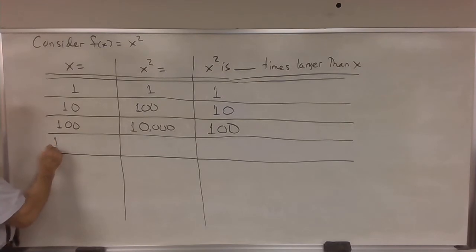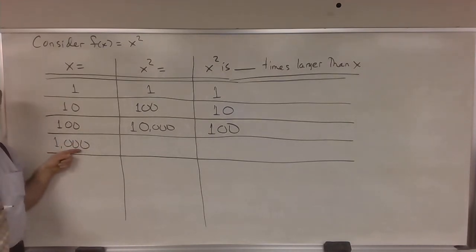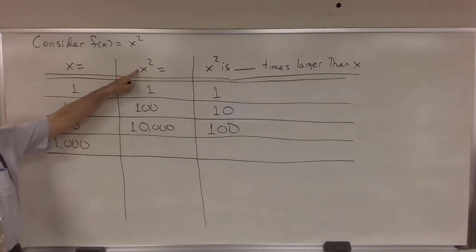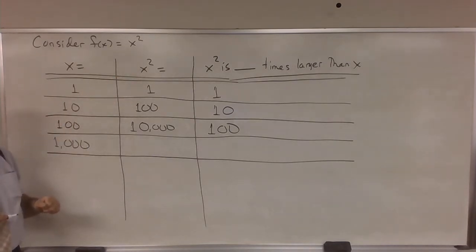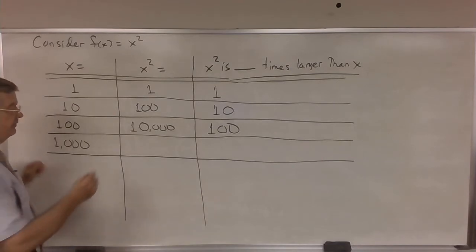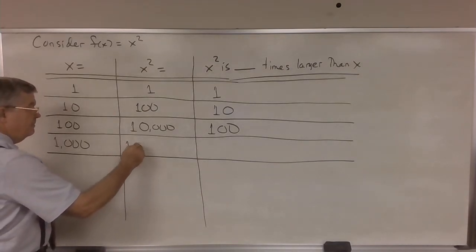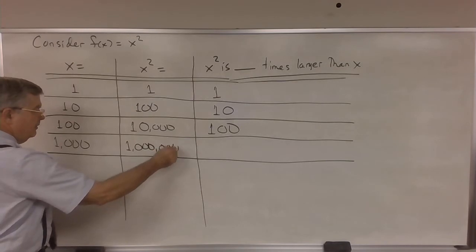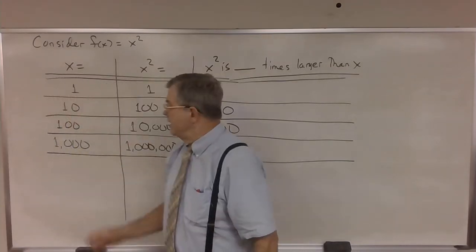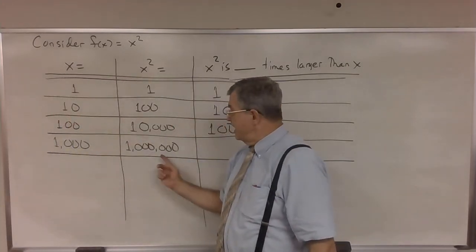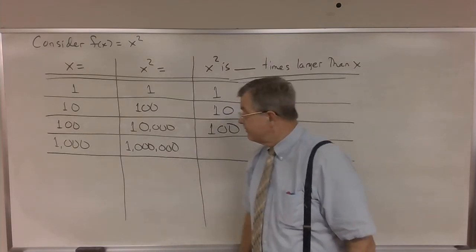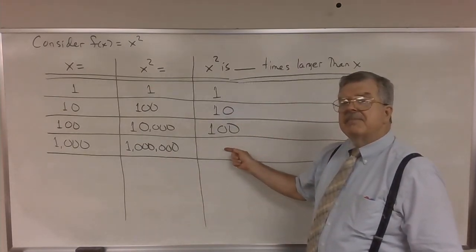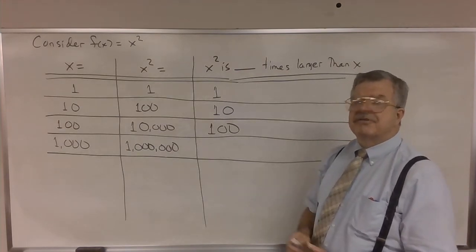Let's make x 1,000. And I guess to do this, we're going to have to use scientific notation. X is 1,000, or 10 cubed. So x squared is going to be 10 cubed squared, or 10 to the sixth. So that's going to be 1,000,000. If x is 1,000, x squared is 1,000,000. And x squared is going to be 1,000 times larger than x.